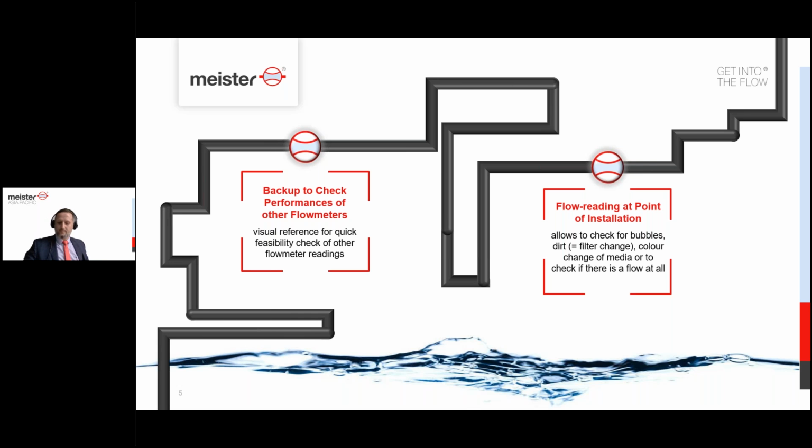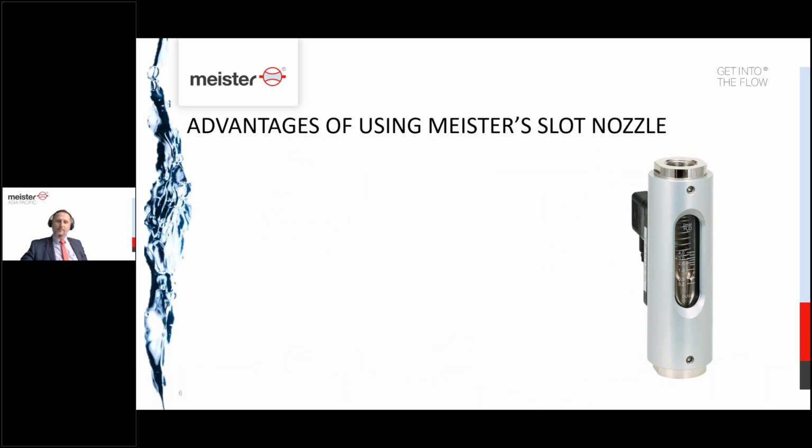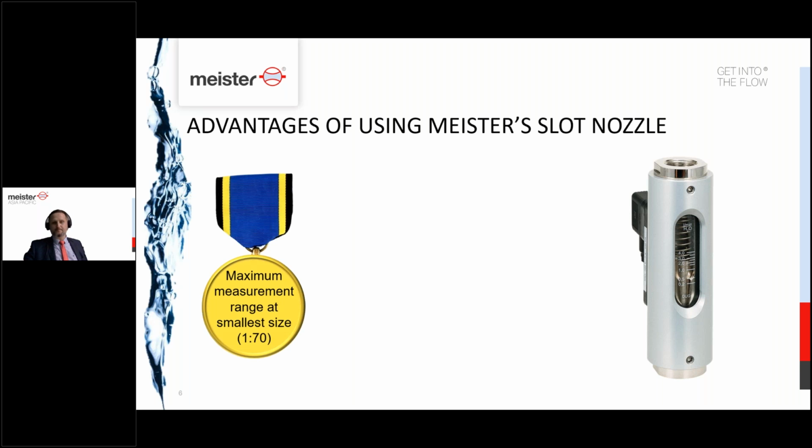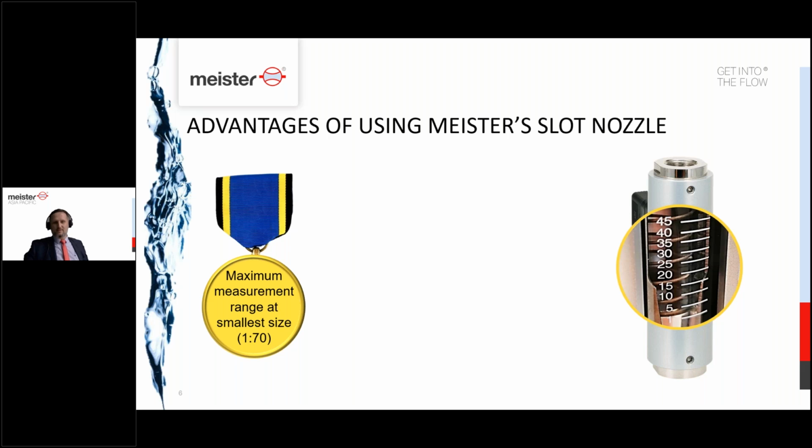So that's a whole set of different advantages of variable area flow meters in general, which brings me to the advantages of using the specific Meister slot nozzle. Here, in the first place, I would have to mention the big and wide measurement range at the smallest size, which can go up to 1:70 in that ratio.